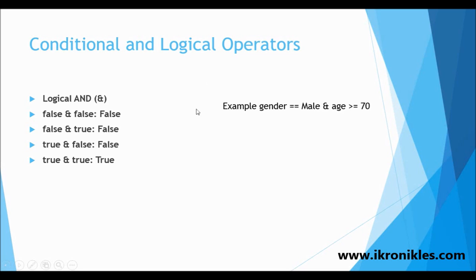So for the logical AND, if they are both false, it's going to be false. If one is true and the other one is false, it's still going to be false, just like the conditional AND. But for the logical OR, it's still the same as the previous one, like gender equals male. One condition must be met, so if one condition is true, then the block of code will be executed.